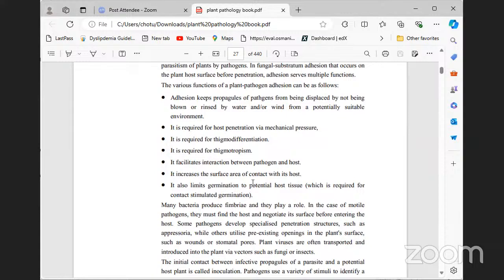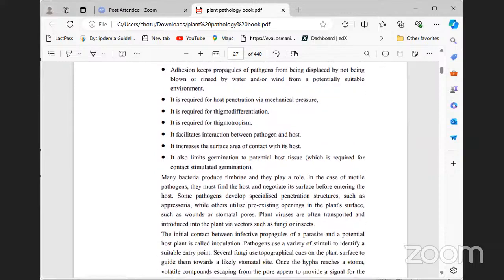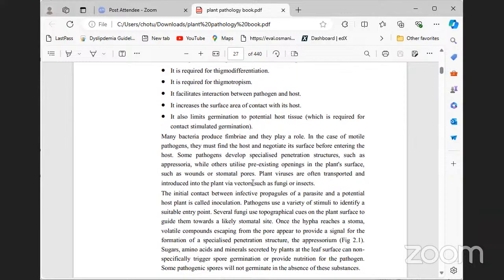It also limits germination to potential host tissue. Here, what is the germination of host tissue, which is required for contact-stimulated germination. Many bacteria and fungi are completed.